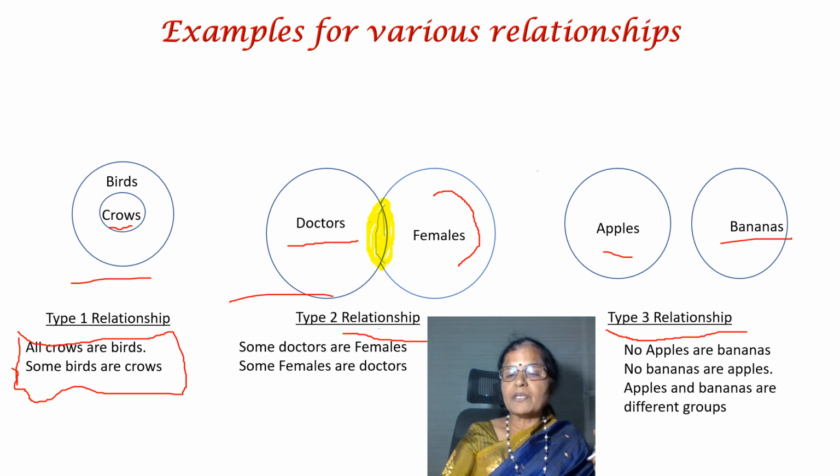This: no apples are bananas, no overlapping. Can you call some of the apples are bananas or some of the bananas are apples? No, you cannot call them. So no apples are bananas and no bananas are apples. So apples and bananas are two different groups. There is no relationship unless you put a bigger circle calling it fruit. So this is the third type of relationship.